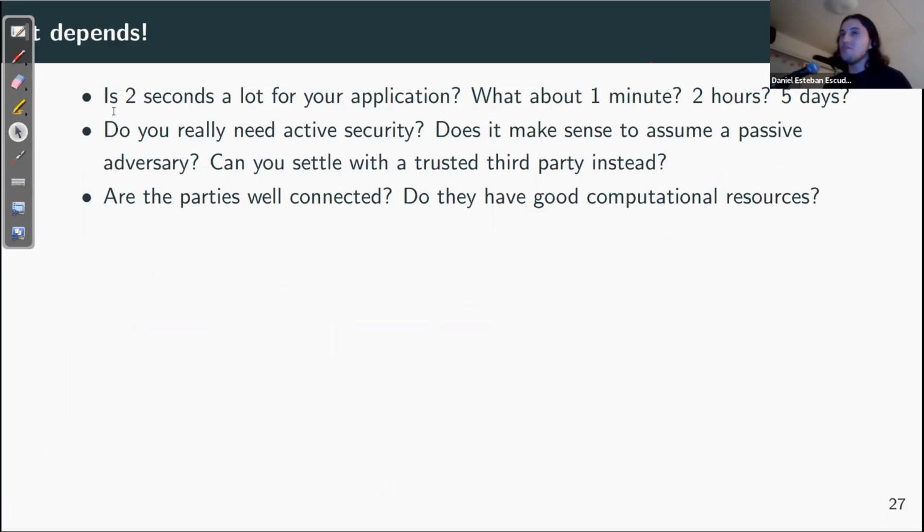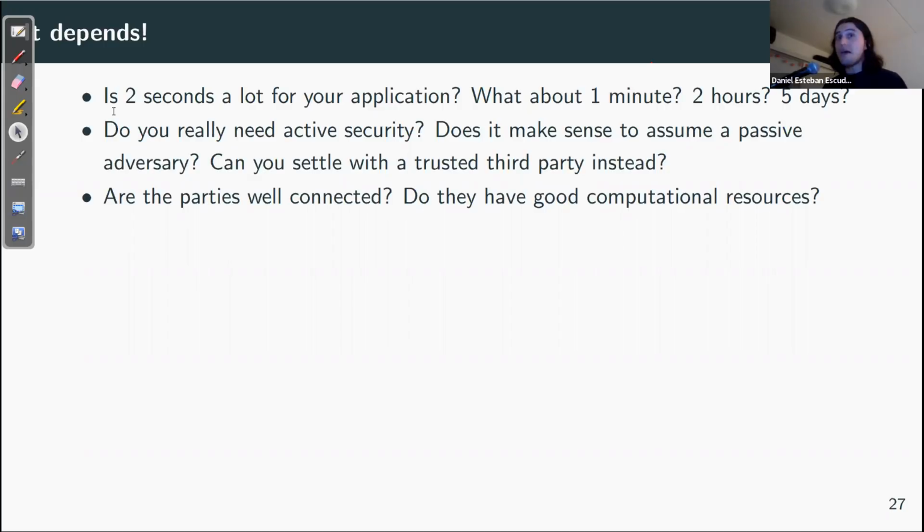Depending on whatever you want to compute, I can get you a protocol that takes 1 week, or one protocol that takes 3 seconds. So it completely depends on the type of computation that you want to carry out. Do you need active security? Do you really need to enforce that even if the adversary misbehaves, the protocol remains secure? Or is it enough if you have passive security?